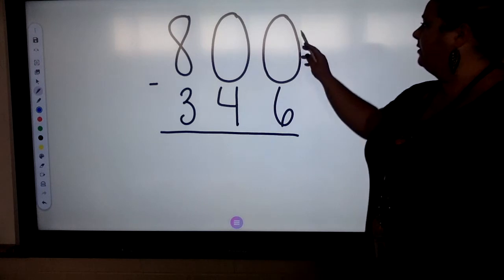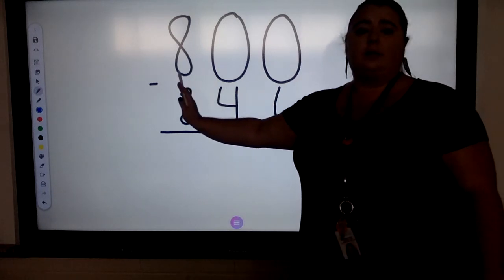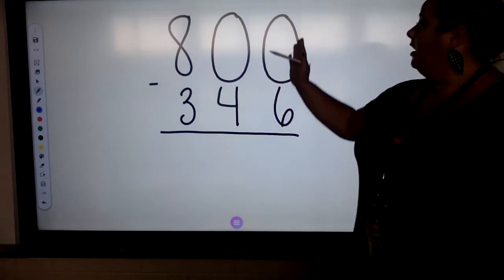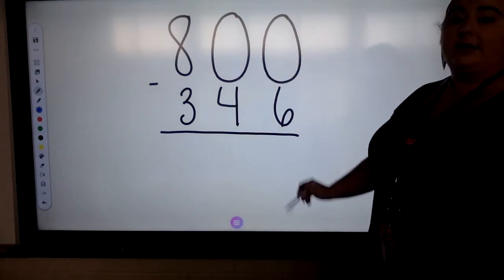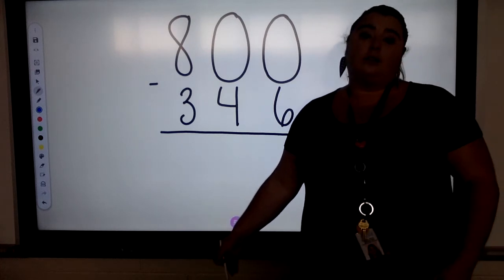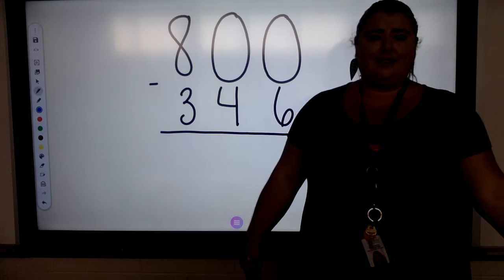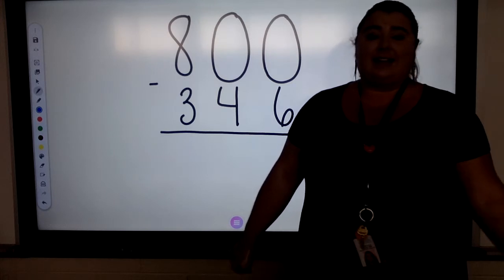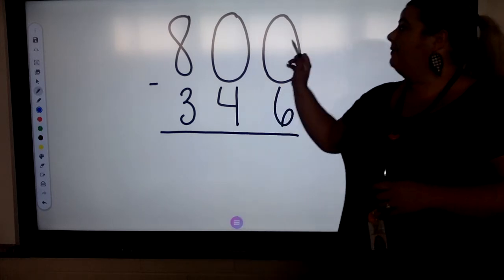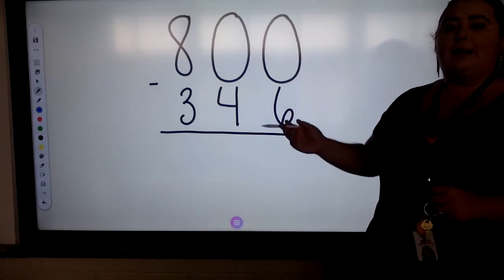So what we're going to do is start with our ones column and work our way up to the highest place value. In our ones, we have 0 take away 6. If I have $0 and somebody asks to borrow 6, can I give them that $6? No, I can't. So I'm going to have to borrow from my neighbor.